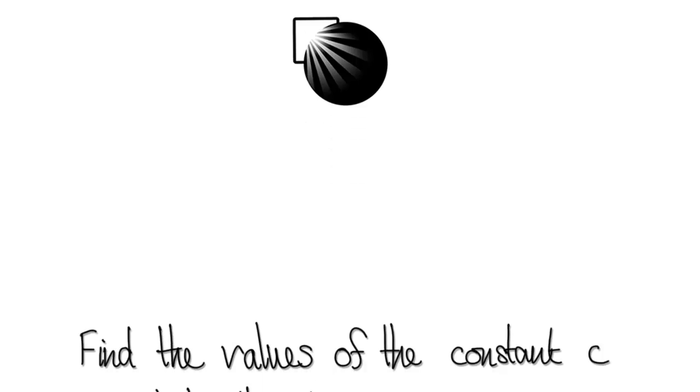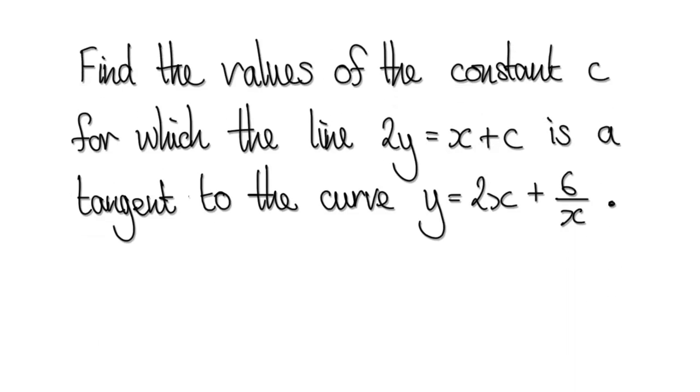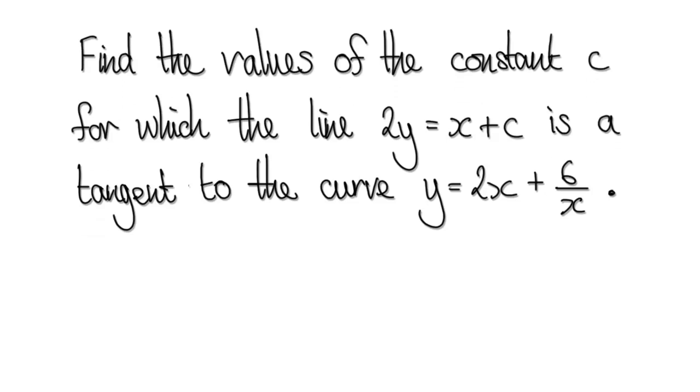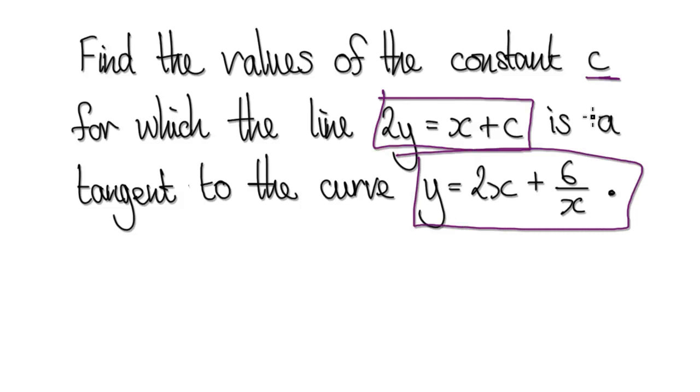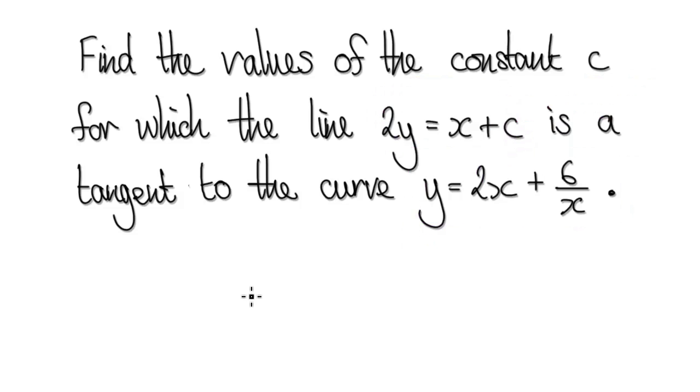Okay, let's give you guys some practice. So this is an exam revision question, and it's grade 11. So this is pre-calculus. You're not allowed to use calculus to solve this. So find the values of the constant c for which this straight line is a tangent to this curve. Okay, so you've got to find this value c here for which this straight line is a tangent to this curve. So press pause and have a go.